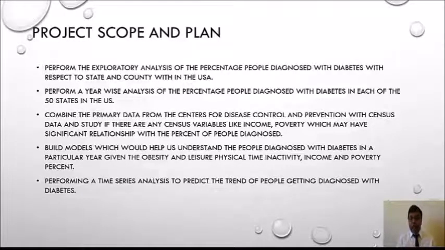The plan of the project is to perform an exploratory analysis of the percentage of people diagnosed with diabetes at a state and county level. We're also doing a year-wise analysis of diabetes and each of the factors we considered. We also combined some demographic data from the census, like income and poverty level at the particular county. We also tried to build models to understand the relationship between the target and the predictor variables. Later on, we'll do a time series analysis to forecast the number of people who will be diagnosed with diabetes in the future.